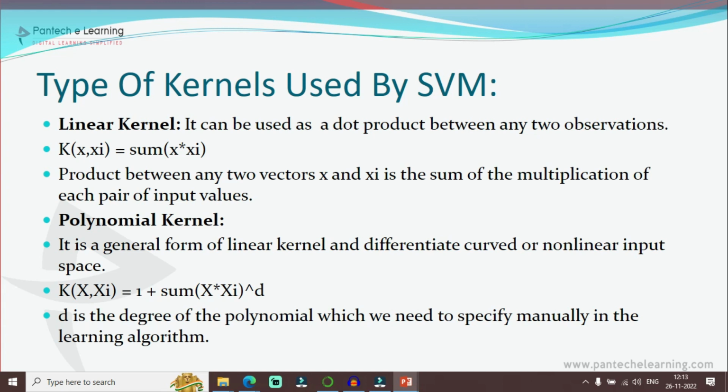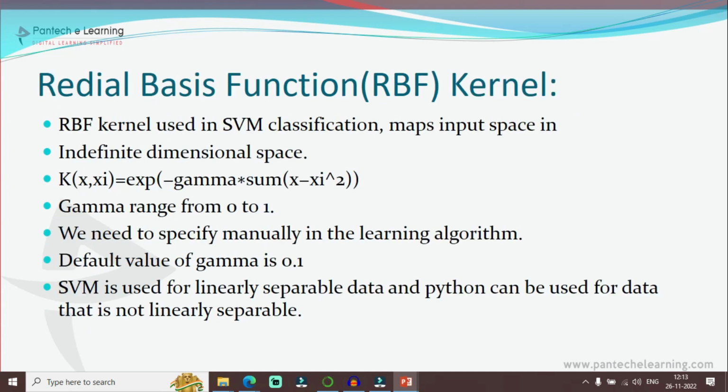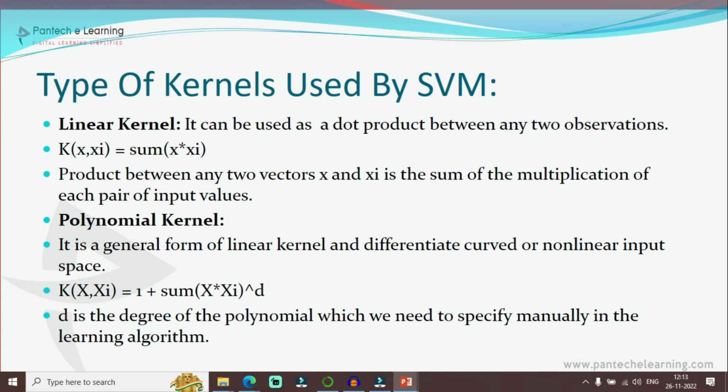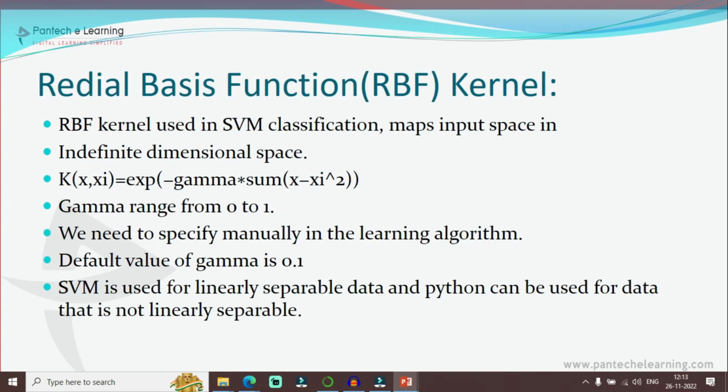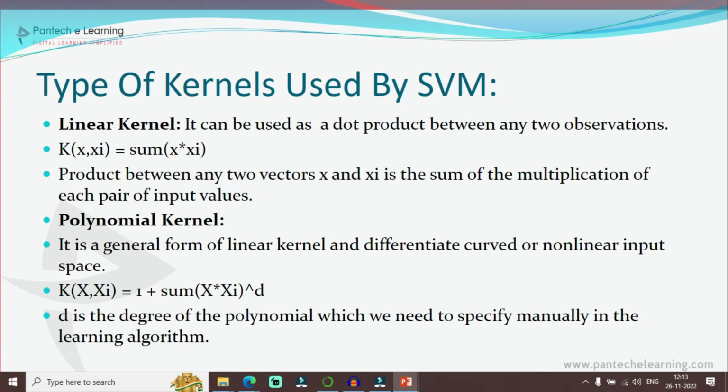I have different types of kernel techniques. Different types of kernels are used by SVM. The first one is the linear kernel, the second one is the polynomial kernel, and the third one is the RBF, radial basis function. All these are the different types of kernel techniques used by the SVM algorithm. Based on my requirement, I can use any of these kernel techniques.